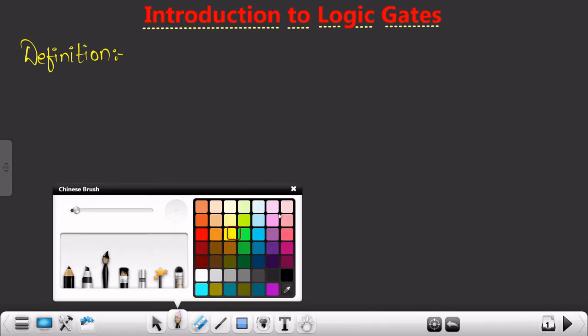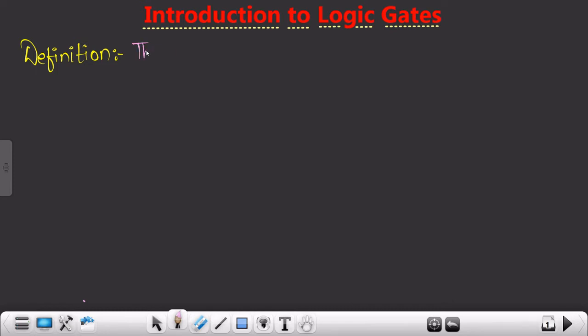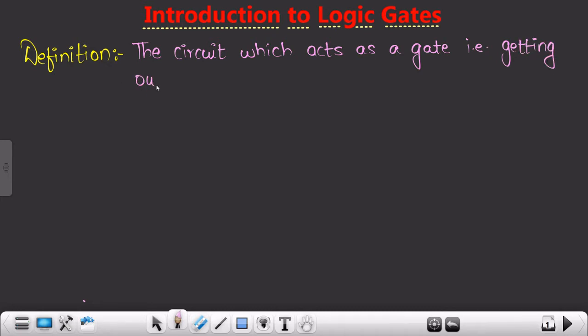According to the definition, the circuit which acts as a gate is known as a logic gate. Which acts as a gate, that means what? That is, getting output only for certain inputs. So this is the basic definition of logic gates. We'll see in the upcoming videos how exactly we are getting the output only for certain inputs, and why we are not getting output for certain inputs. It solely depends on what logic gates you are using.